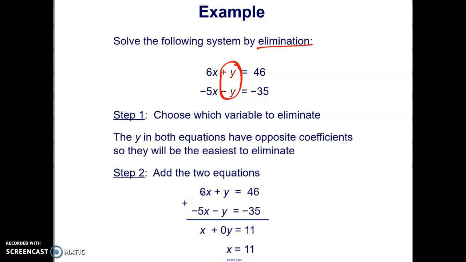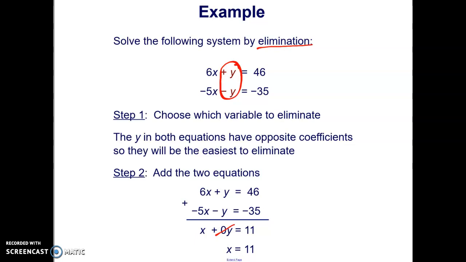Adding them gives me 6x plus -5x is 1x. y plus -y is 0y. 46 plus -35 is 11. This y term goes away, right? It's just a placeholder, and I'm left with x equals 11. By eliminating the y, I added the two equations and eliminated the y. That allowed me to solve for the x.